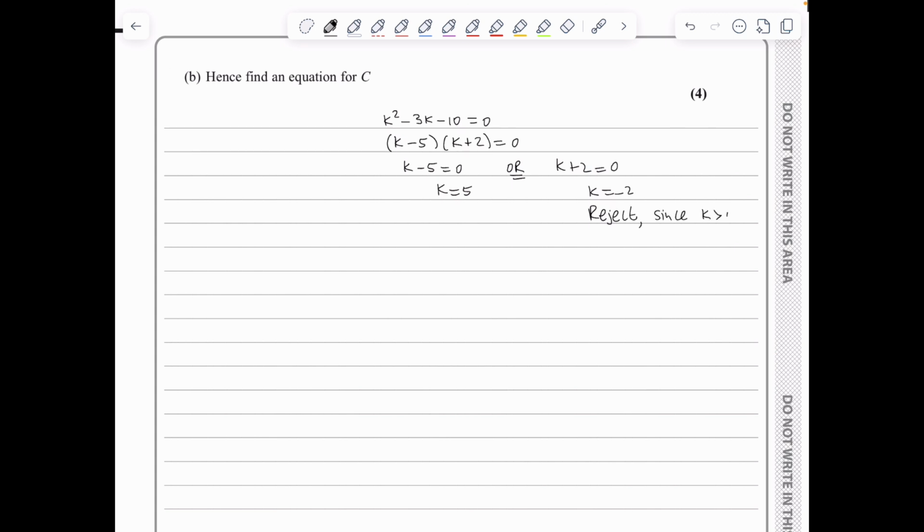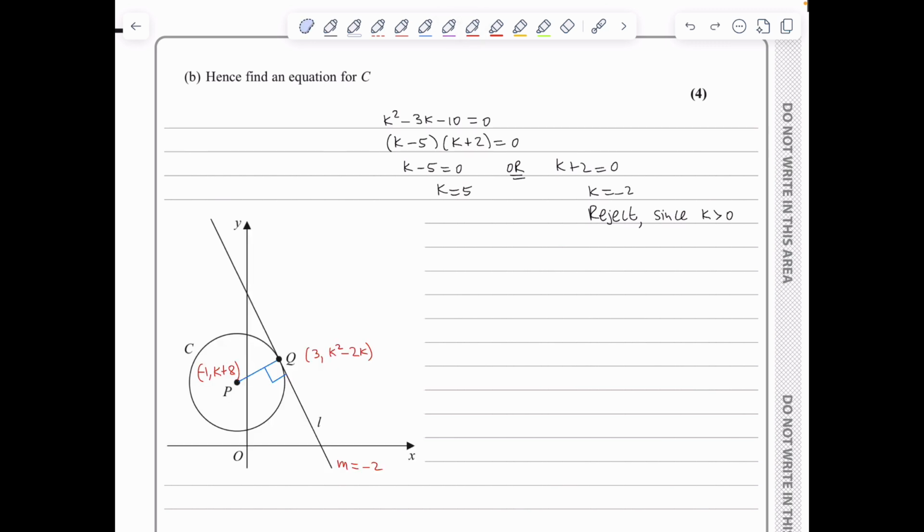So this is rejected since k must be positive. And I can therefore proceed by revisiting my diagram. I will update the coordinates of P and Q now that we've got the value for k. So since k is 5, this means that the (-1, k + 8) is now (-1, 13). And then for Q, the (3, k² - 2k) now becomes (3, 15).